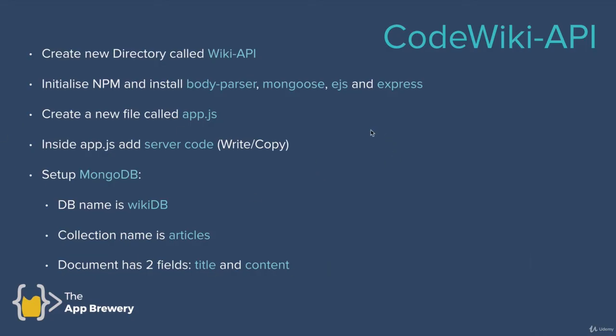And once you've set up your server, then the next step is to set up MongoDB. And our database name, as you remember, is called WikiDB. And the collection that it contains is called articles. And all the documents in the articles collection have 2 fields: title and content. So using all of that information, you should be able to set up a connection with MongoDB and be able to create the models that you need with Mongoose and be able to set it up.